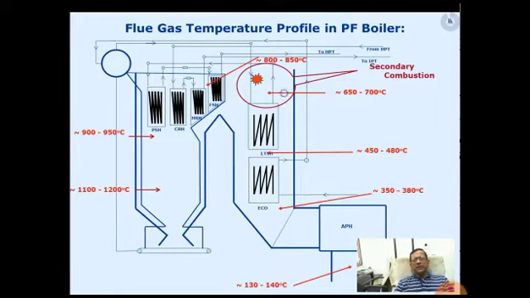Consider a case where the carbon and oxygen is meeting at the inlet of the platen superheater, right, near the platen superheater.